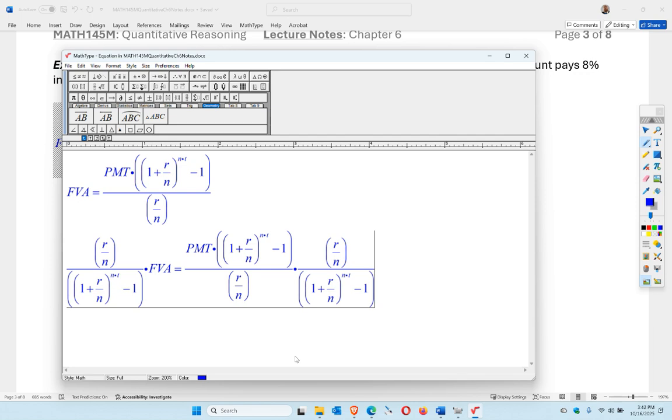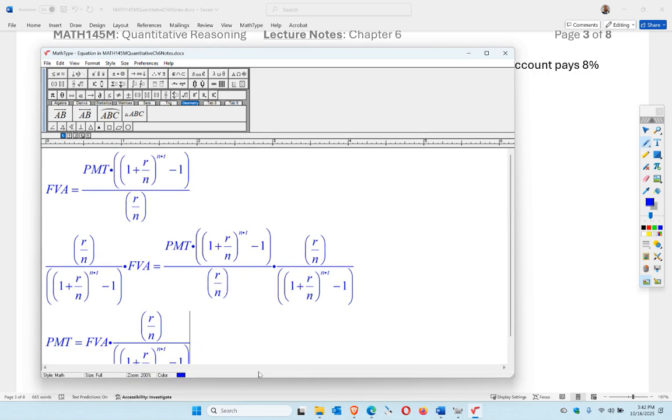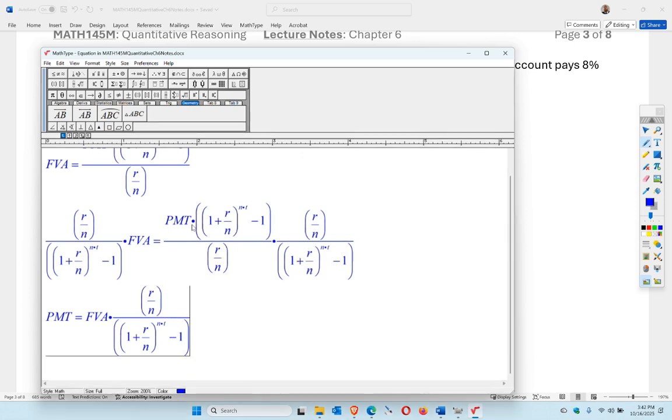Everything here will cancel, so I'm going to be left with the payment equals this. I'm going to flip it around, so I'm going to do future value of the annuity times this. So there is my equation. I just flipped it around to get it to work for me, because this is going to cancel this, which will leave me with payment. And there's my equation right there. So payment equals this.